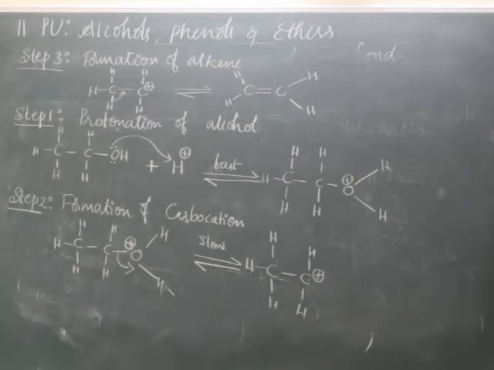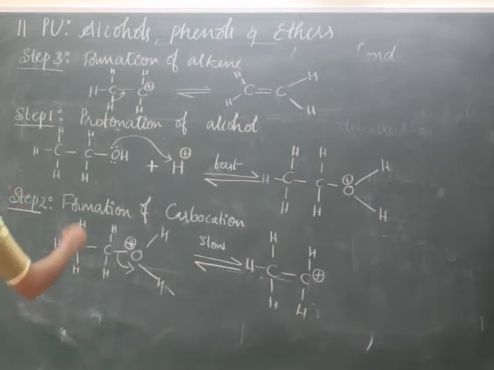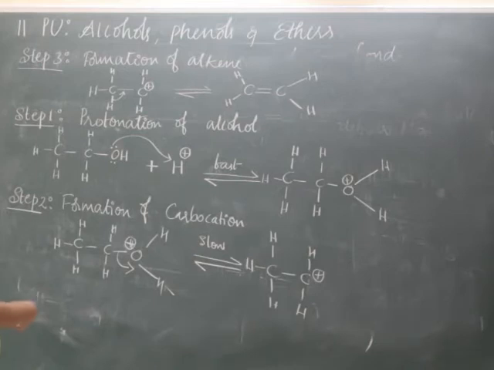This is the mechanism of formation of alkene in the presence of acid. So acid reacts, dehydration takes place, and in the presence of acid, dehydration takes place and an alkene forms. The first step is protonation of alcohol, the second step is formation of carbocation, and the last step is formation of alkene by the elimination of a proton.